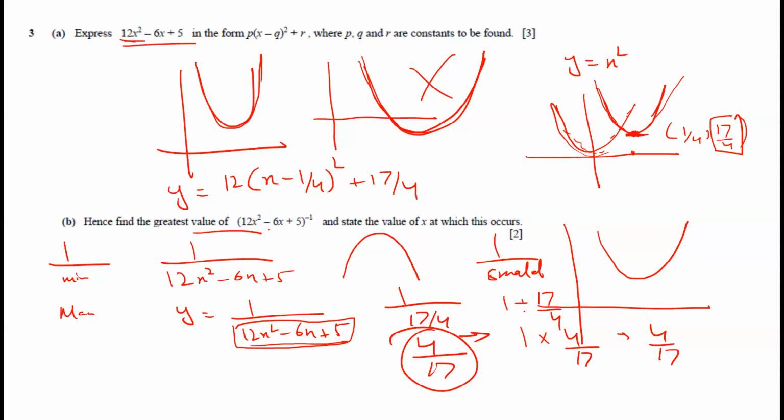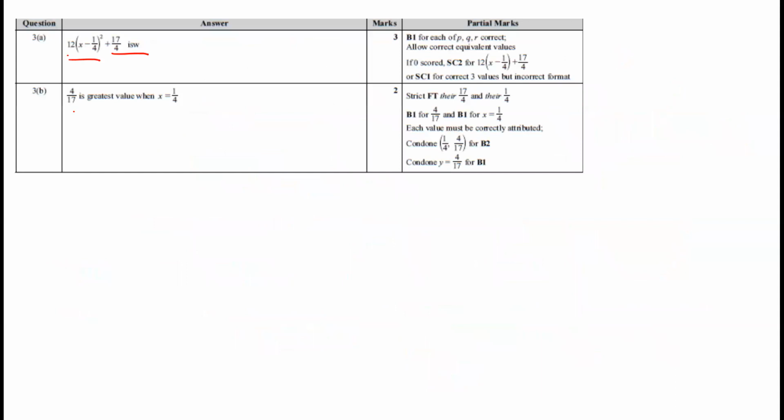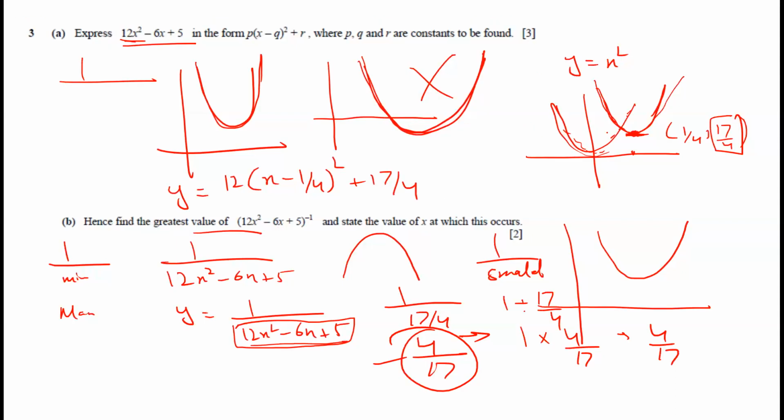And again, we need to understand that 1/(12x² − 6x + 5) is the reciprocal, or we inverse this, so this whole graph is going to flip. The minimum value will become your maximum value. So the right answer would be 4/17. The greatest value will be 4/17 when x equals 1/4. And why x equals 1/4? As we have discussed, when x is 1/4, that is your minimum value. So 1 upon 12x² − 6x + 5 has its maximum value when 12x² − 6x + 5 gives you the minimum value. So 1 over the minimum value is going to give you the maximum value.